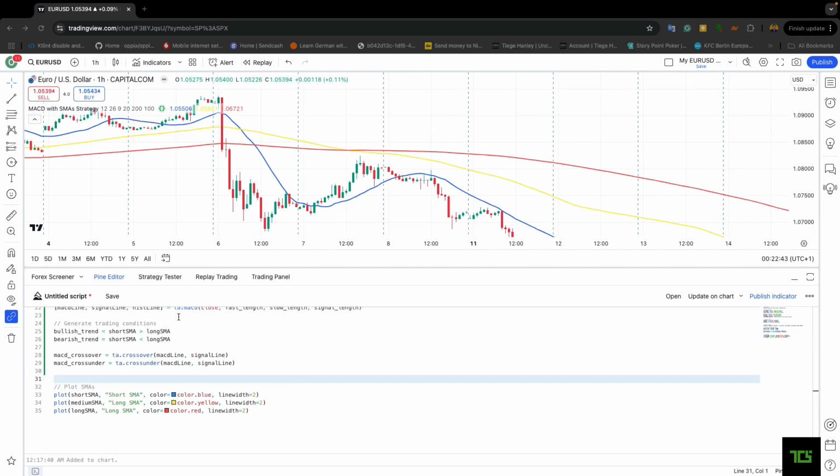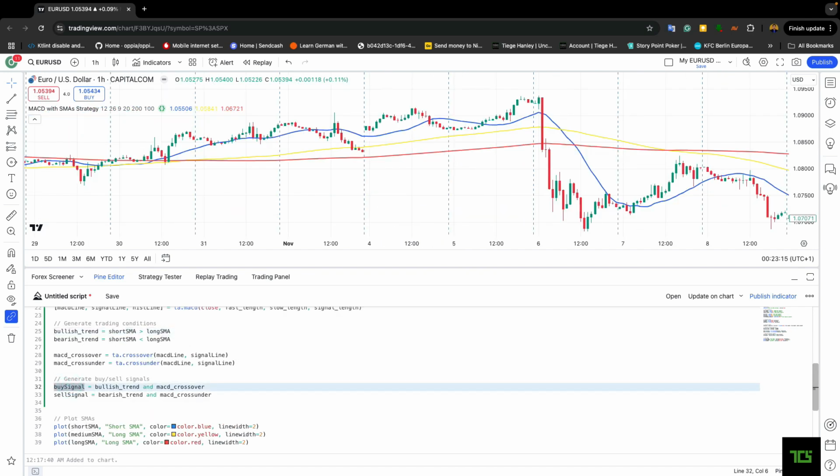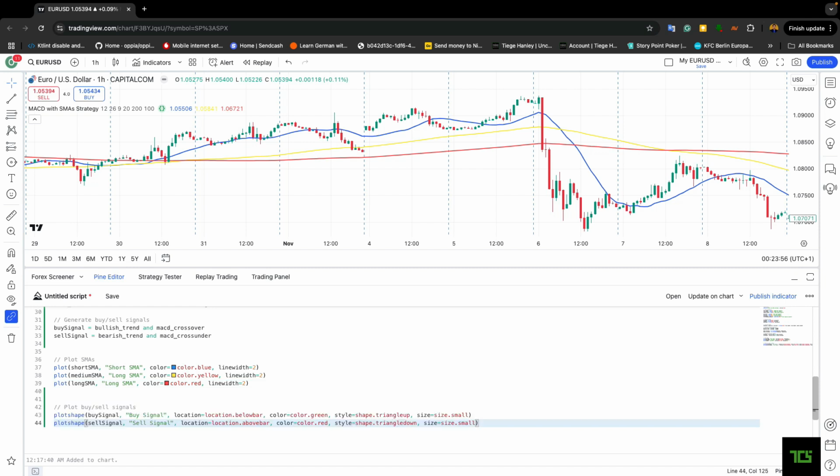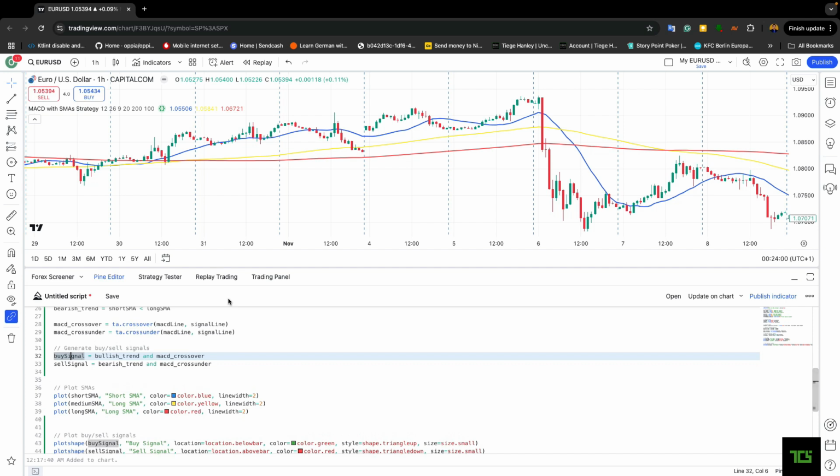So let's generate the buy signals. The buy signal is when we have that bullish trend, plus the MACD crossover. So we're using both the MA and the MACD. Both of them have to be crossed over. Let's see what happens when we try to plot those signals, the buy signals and the sell signals. Let's see what we get.